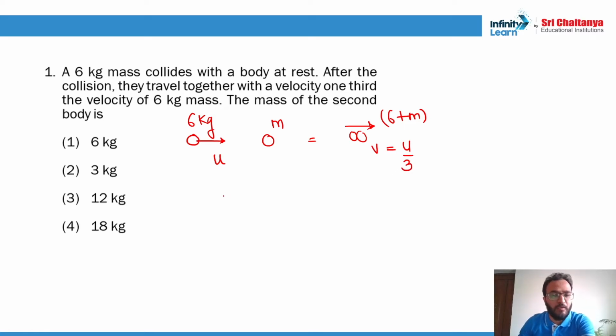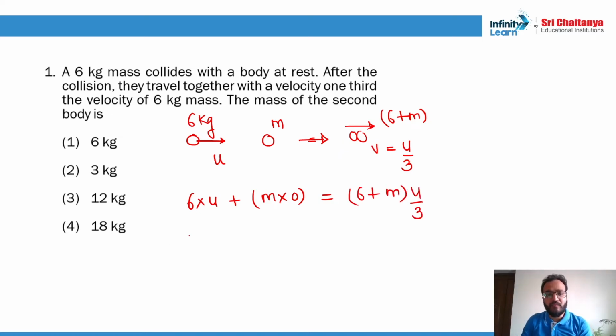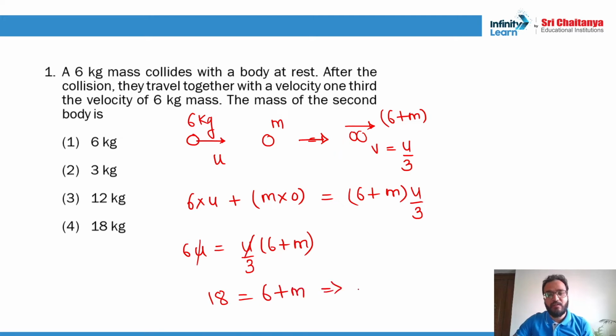So obviously momentum conservation will happen, and momentum conservation says 6 into u plus m into 0, because it is at rest, must be equal to 6 plus m, moving together with velocity u by 3. So 6u is equal to u by 3 into 6 plus m. See, u and u will get cancelled. So 18 is equal to 6 plus m. So finally m is 12 kg. Which option is correct? Third option is correct.